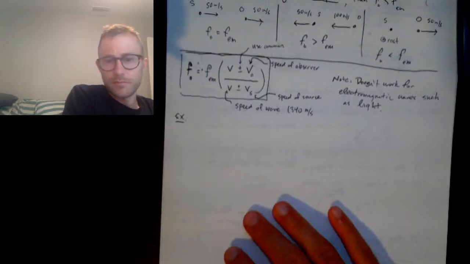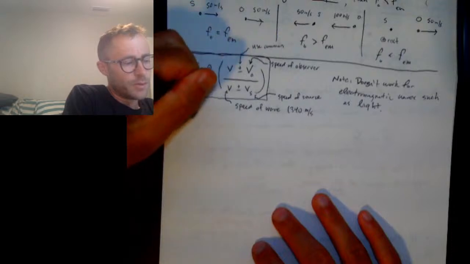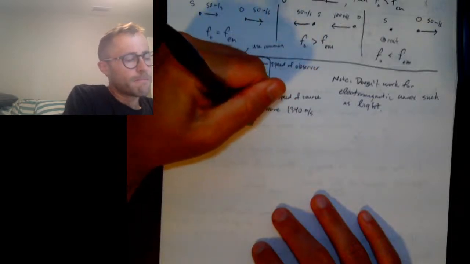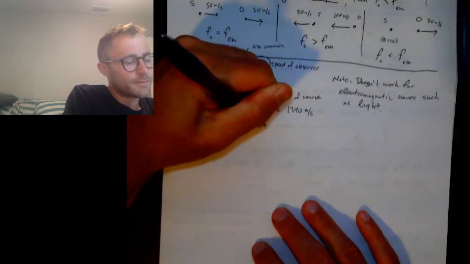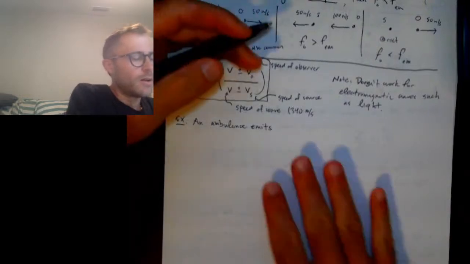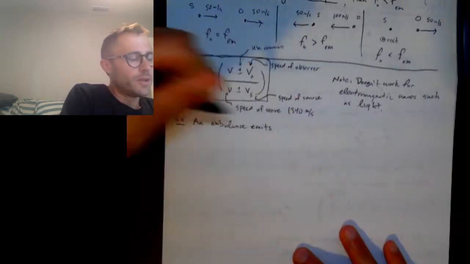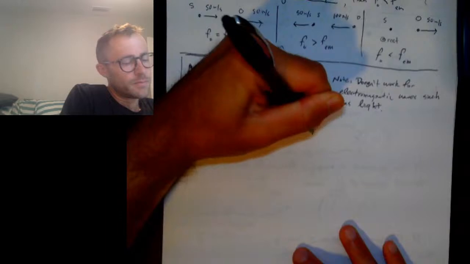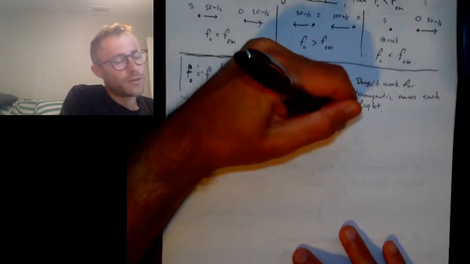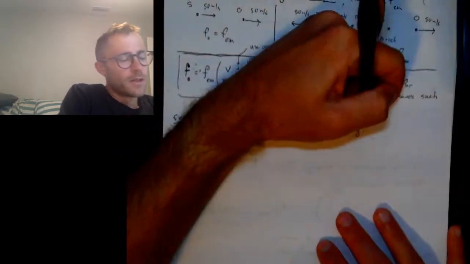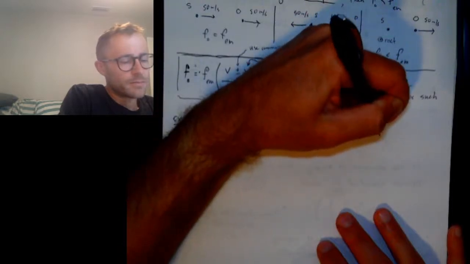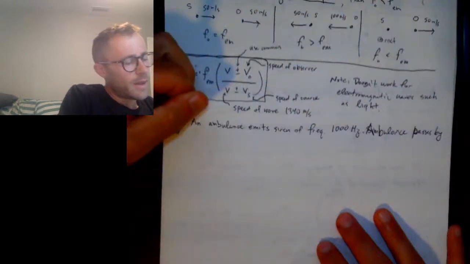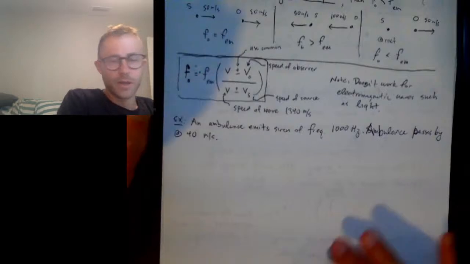So we're going to do two examples. The first example is, let's suppose an ambulance emits a siren of frequency 1,000 hertz. The ambulance passes by at 40 meters per second. Okay, so we're going to analyze this situation.